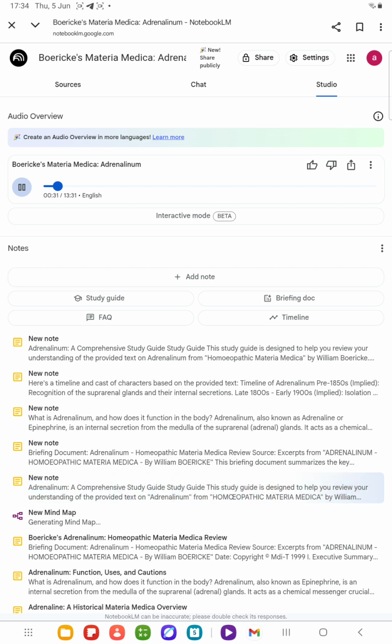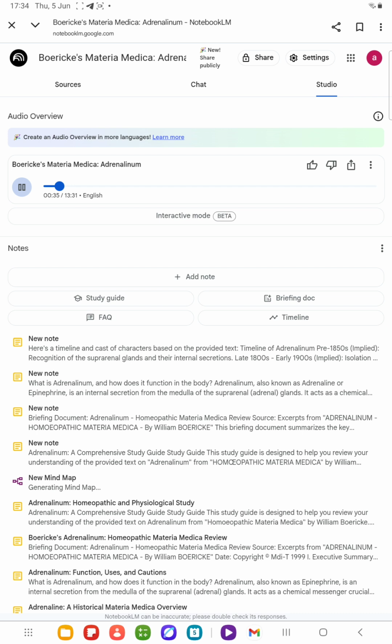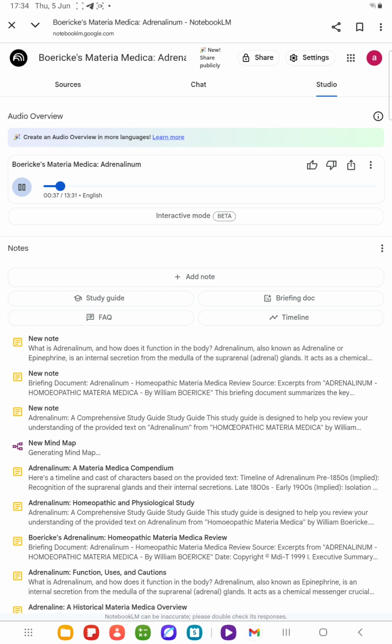So our mission here is to explore what this particular text from its time and its specific medical framework tells us about adrenalinum, what it is, how they thought it acted, and how it was used within that context. Right. So this isn't about today's pharmacology. It's about understanding this substance through the perspective given in the sources you shared with us. Perfect. So let's unpack it. Based purely on Boericke, what is adrenalinum?